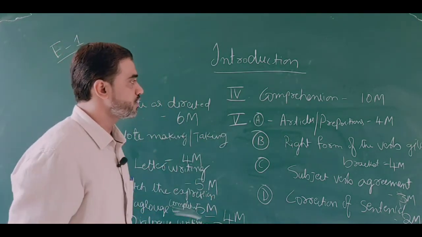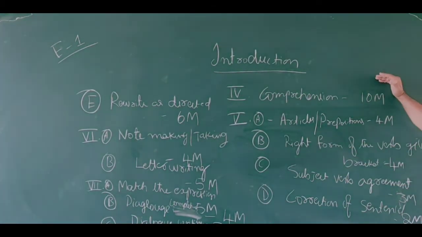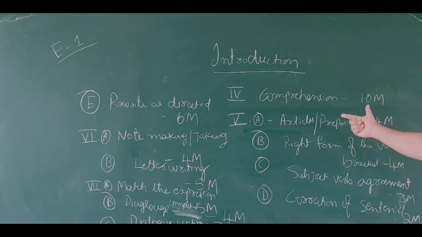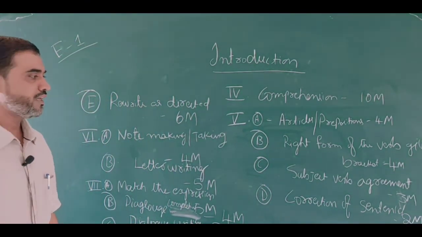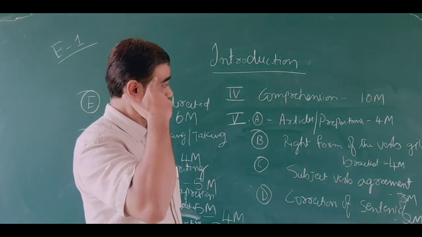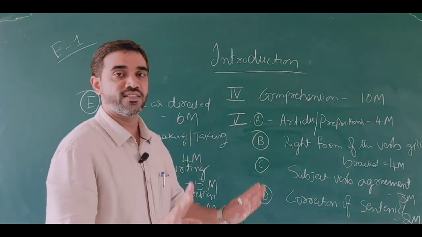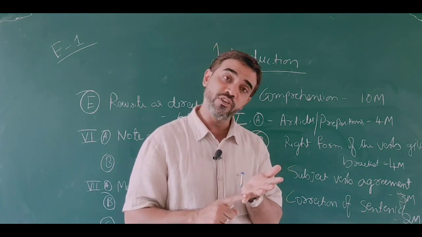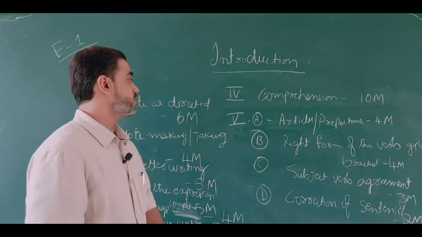The first question that you are going to attempt is on comprehension, of a passage that will be given to you. You are going to do it for 10 marks. Then you come to the 5th main, under which questions on articles or prepositions would be asked, the right form of the verb given in the bracket, subject verb agreement, and then correction of sentences. For 8 plus 3, 11 plus 2, 13 marks under this section. These are the 4 things that come under the 5th main.